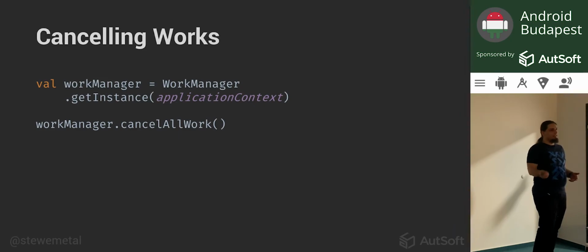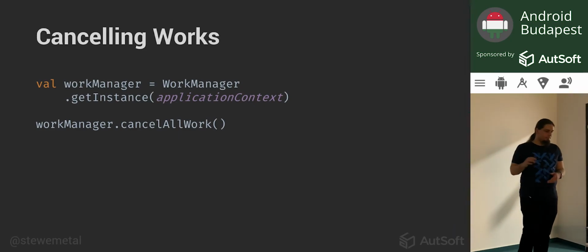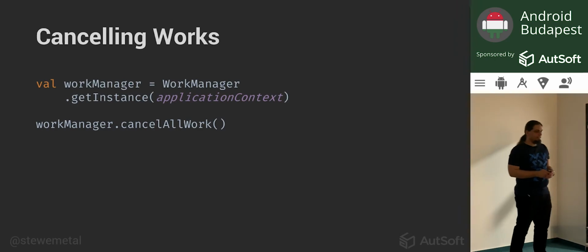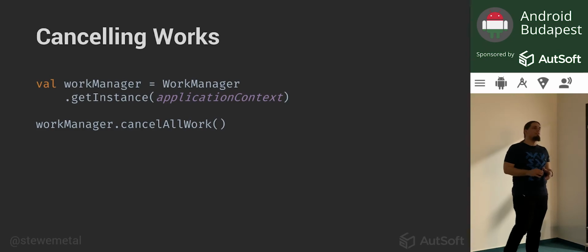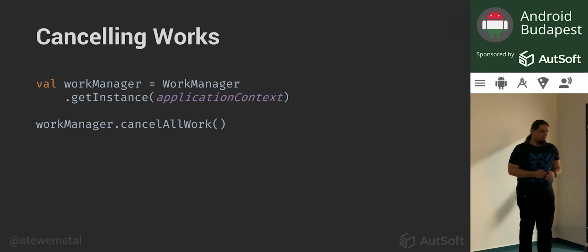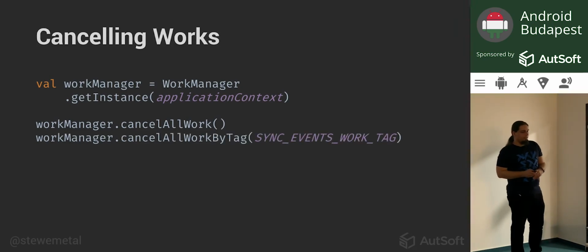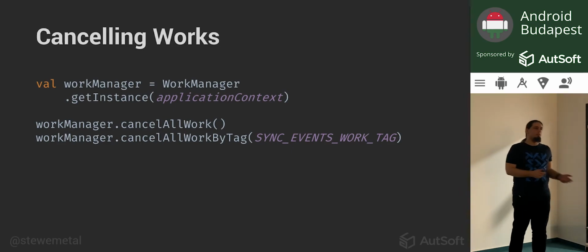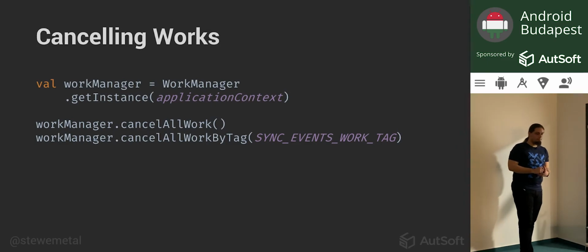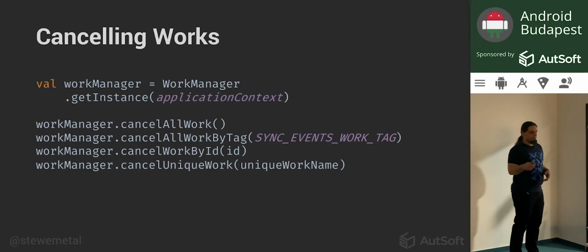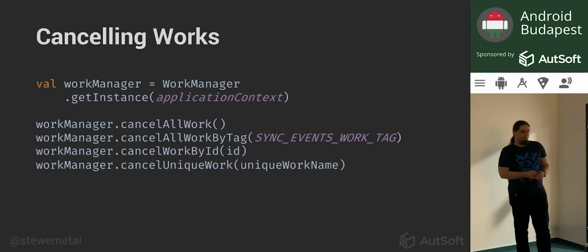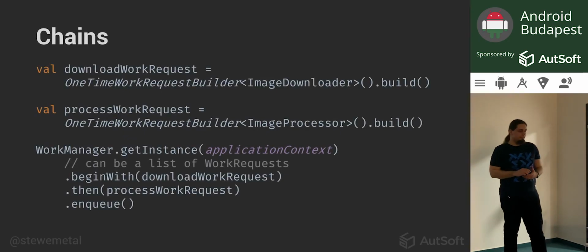Okay, we can of course cancel works. This is fairly easy. We can cancel all works, which we should be very careful of, because this will cancel all works that are related to our application. So just handle this with care. The next one is cancel all work by tag. This is quite obvious too. We pass in a tag and all works with that tag will be cancelled. There is cancel work by ID, same thing but with IDs, and cancel unique work by a unique work name does the same thing. And here we arrived at chains.